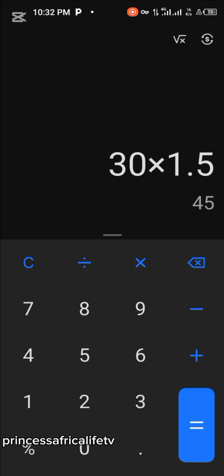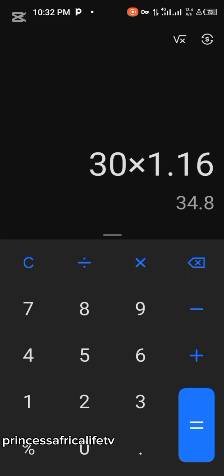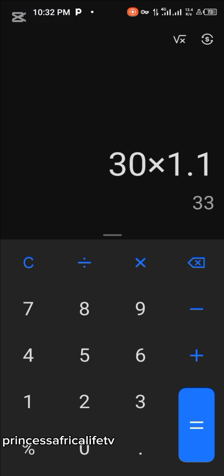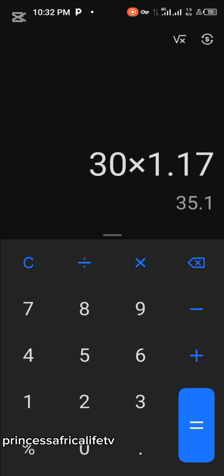It's not up to 35. So 1.5, no. 1.2, okay, 1.1, 1.5. Okay, let's say 1.6, 1.7. Okay, so let's take 1.6. So 1.16 now is going to give us 34.8. So it's very close to 35. So we're going to be doing 1.16.